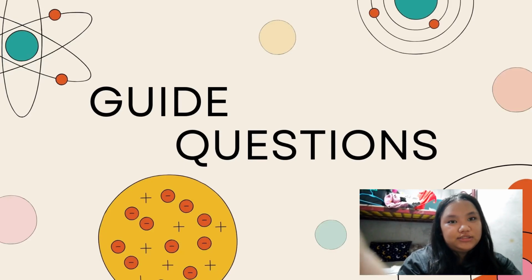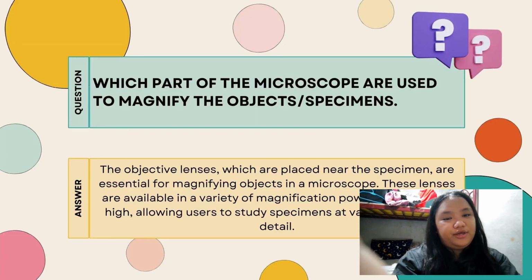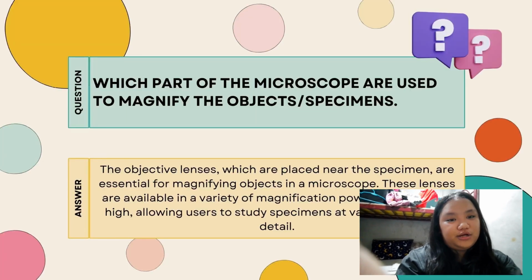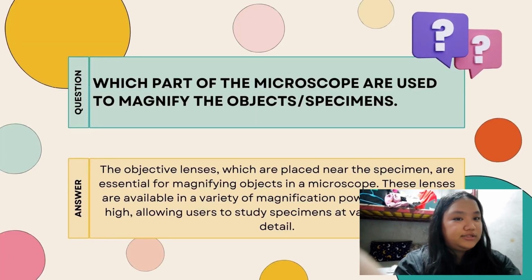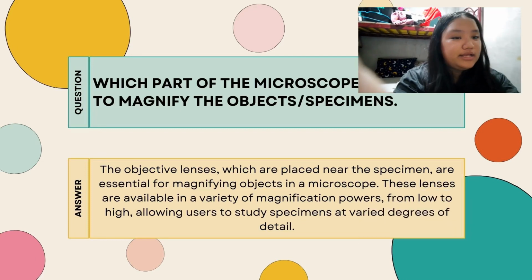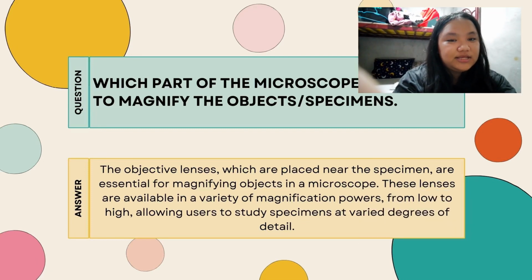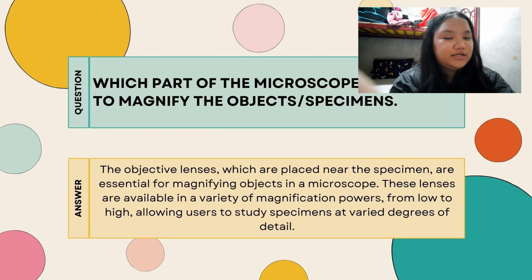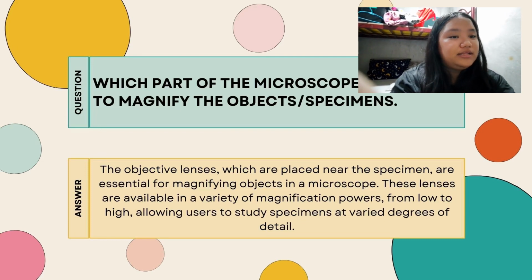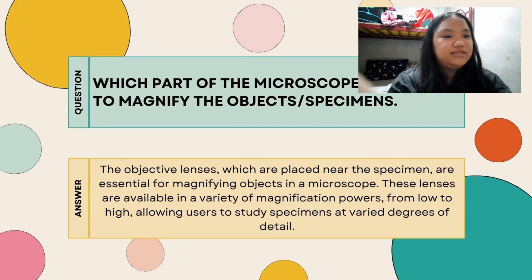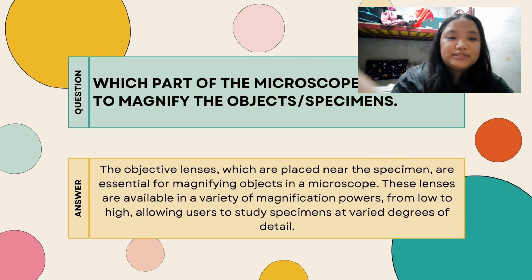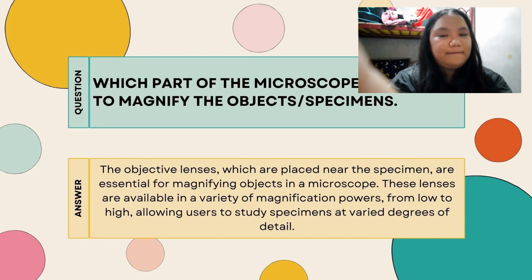Thank you, Ms. Santos. For the guide questions, we have here first, which part of the microscope is used to magnify the objects or specimen? Our answer is the objective lenses, because as we have discussed earlier, objective lenses are used to magnify objects, and they have a variety of lenses for observation: low power, high power, and oil immersion lenses. Those lenses help us to view the specimen in finer details.